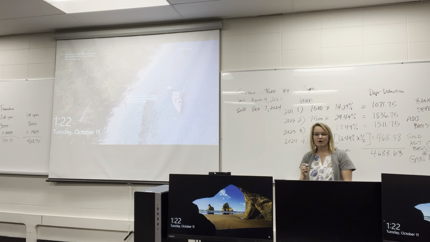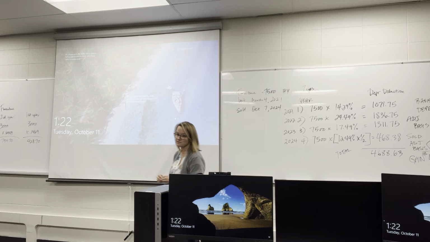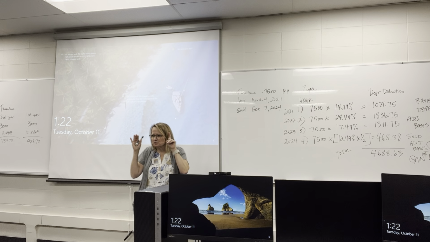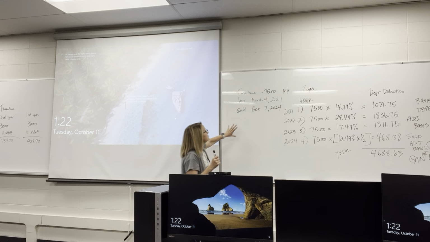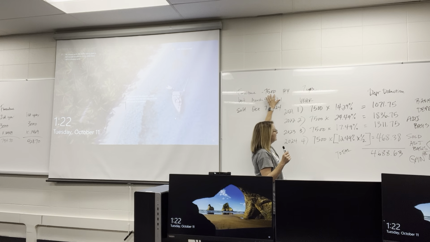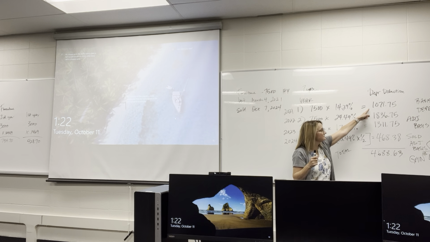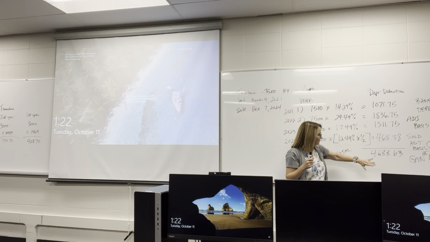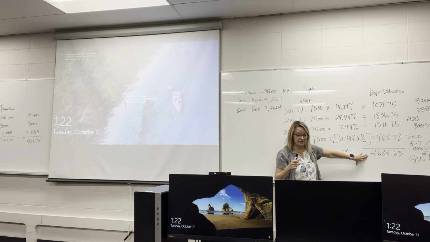This is our gain on the disposal of that asset. That's what we have to pay, and we would have to pay tax on that gain. Think about it conceptually, right? Okay, so we paid $7,500 for it, and then we got a tax benefit of $4,688.63. We reduced our taxes as a result of this by $4,688.63.